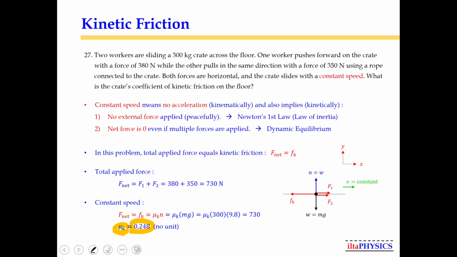Since the coefficient of friction is a ratio of two forces, it has no units. In this problem, the most important thing was to accurately understand what it means for an object to move at a constant velocity despite forces being applied.